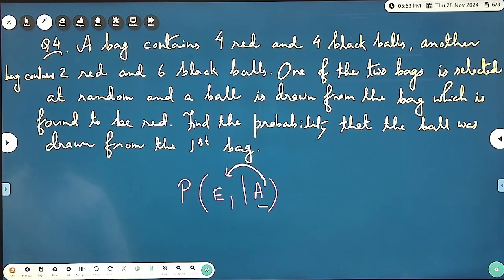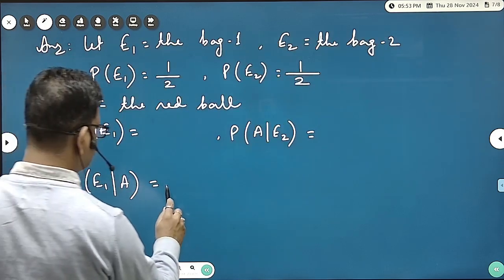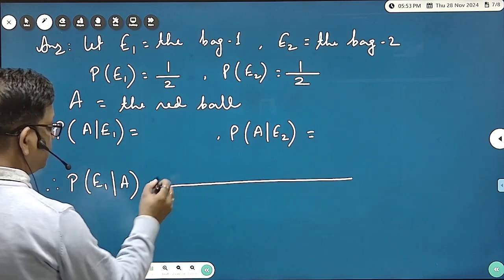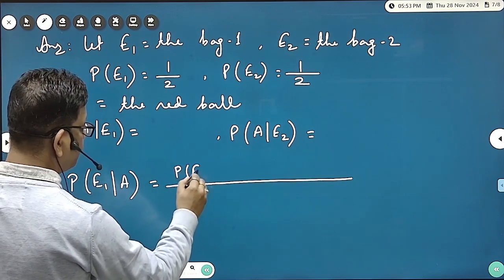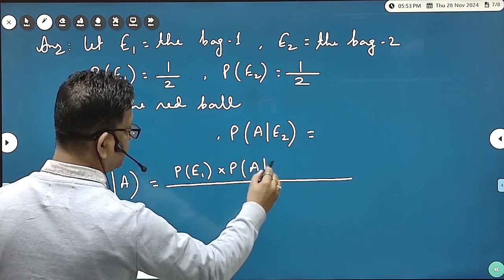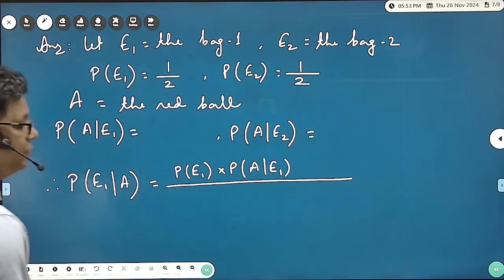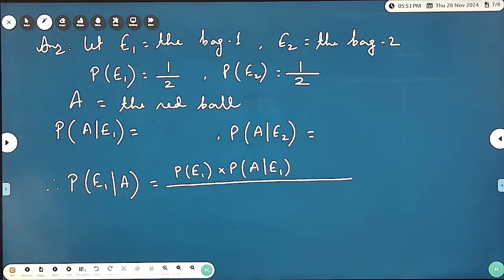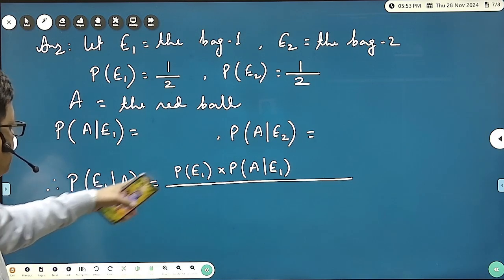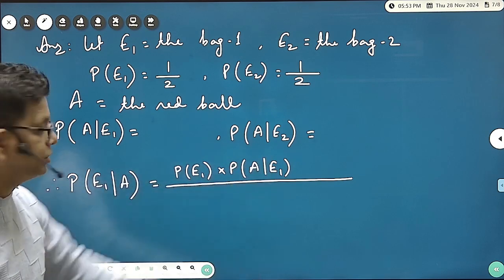Now to get this, the Bayes theorem says, please look at that board. To get this from bag 1, it works like that. P of E1 to be multiplied by P of A condition to E1. What is that P of A E1? I am going to let you know. So if it is P of E2, then what do you have to do? P of E2, A condition to E2.